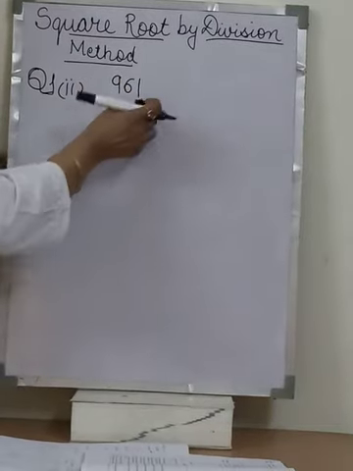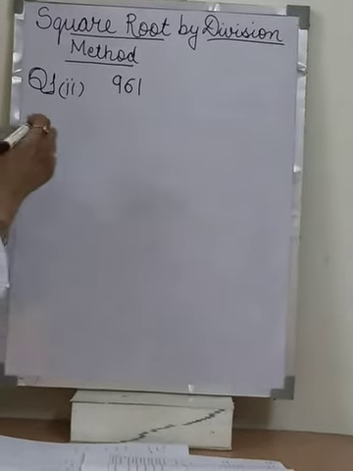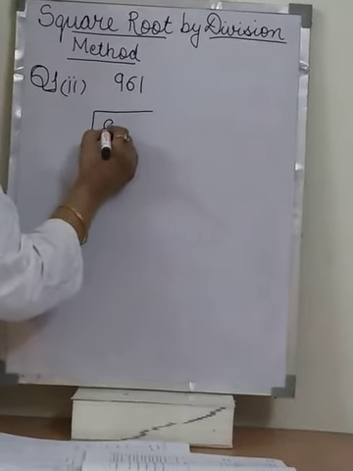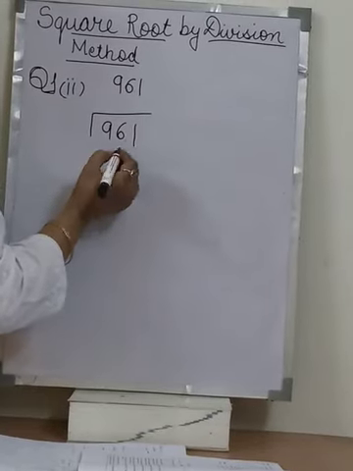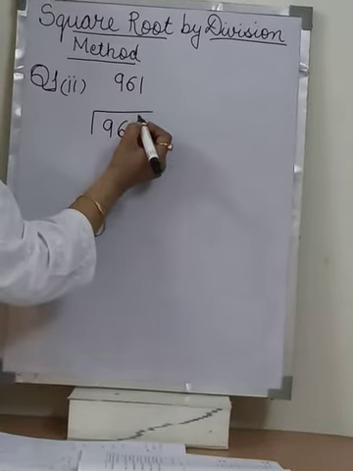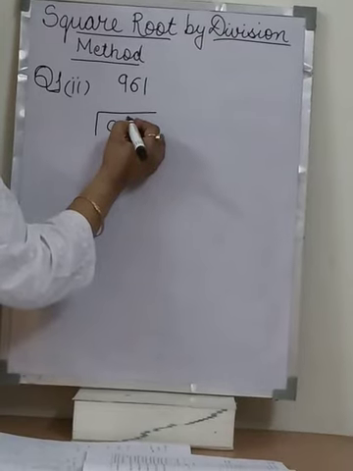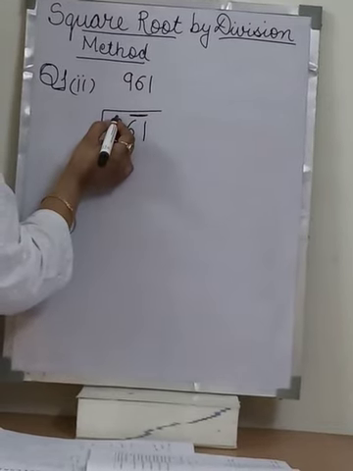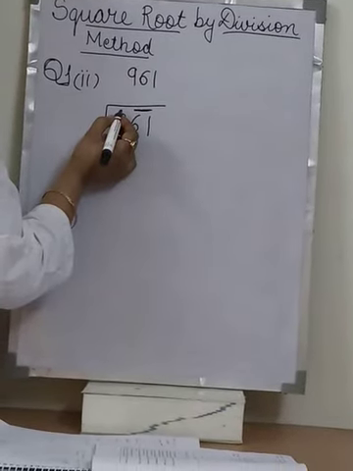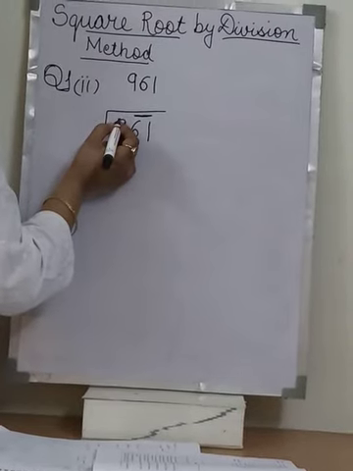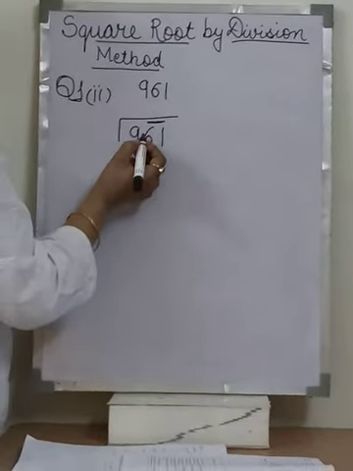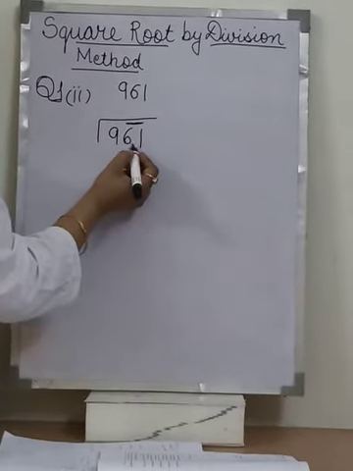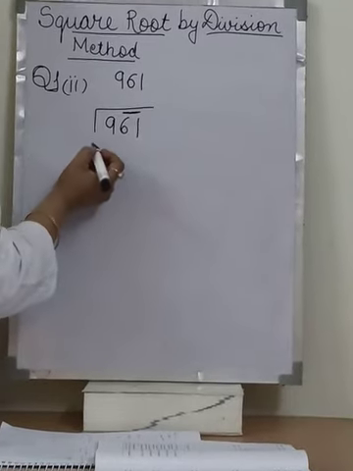Hope you all have learned the squares from 11 to 30. Square root of 961. The first step is to make the pairs from the right side, starting from the unit digit. So this is the first pair, and this is another number which does not have a pair. So we may have a number paired and a number which is unpaired. This pair is also known as a period. How many periods are there in this? One period is there. Now we start dividing.